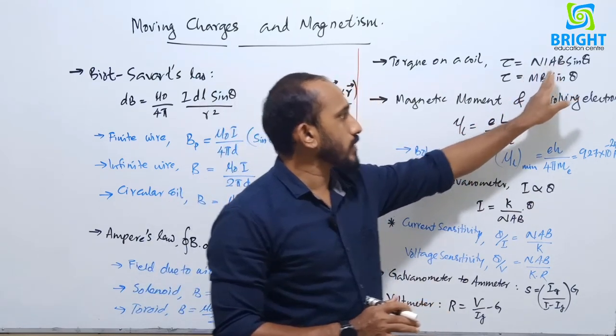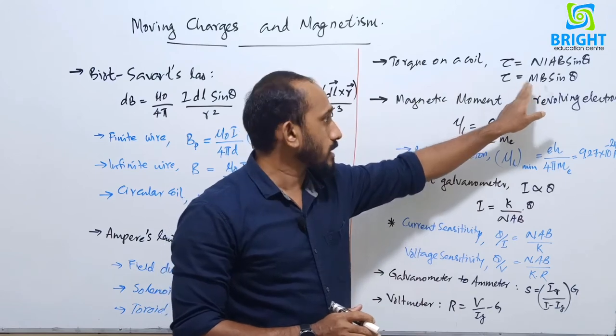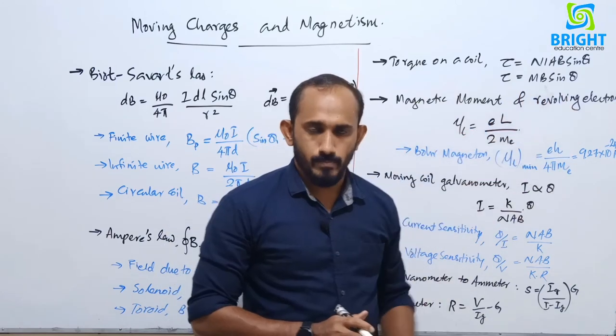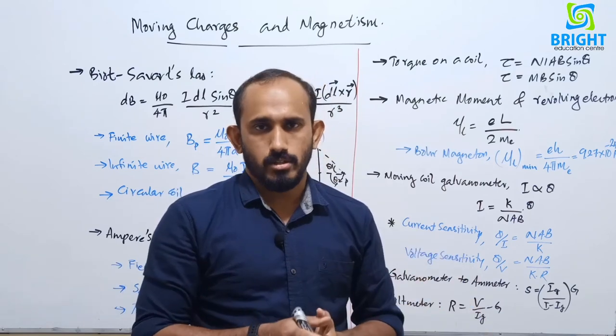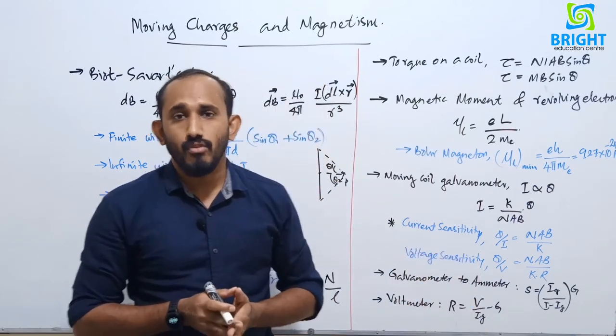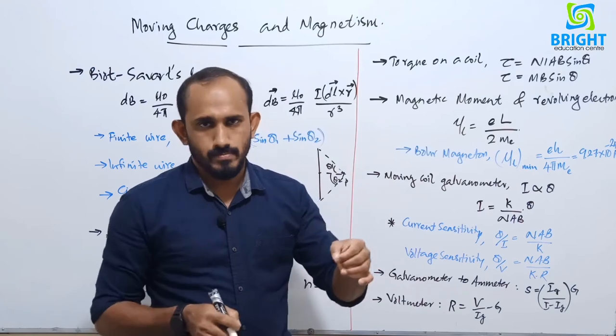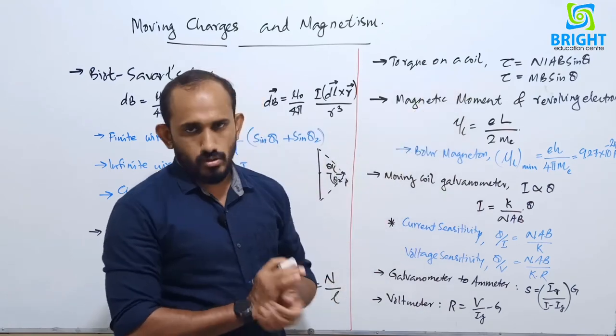NIA, current into area, is the magnetic moment M, so it can be written as MB sine theta also. So if you keep a coil in an external magnetic field, you'll experience a torque, because equal and opposite forces will be there on each side. We'll get this constant torque.